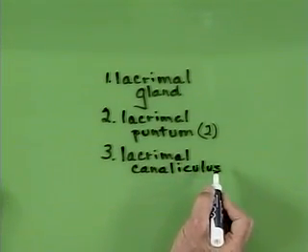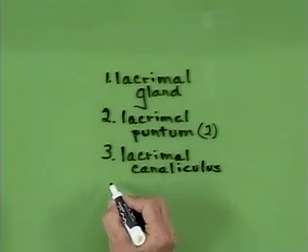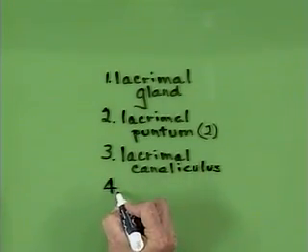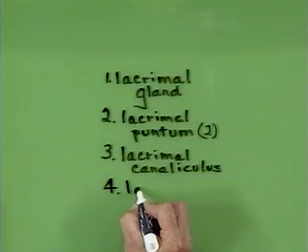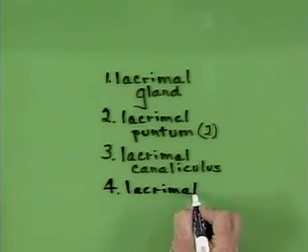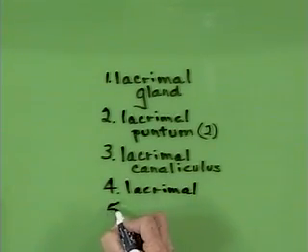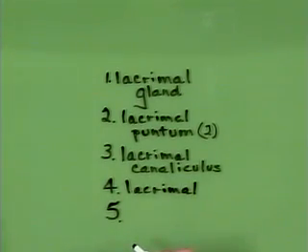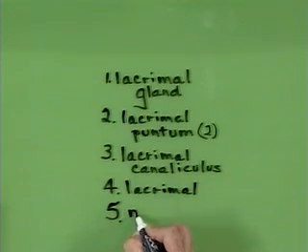A superior one and an inferior one. Both of those empty into a central collecting area called the lacrimal sac, and it's very, very tiny. And finally, the fifth and last part of this lacrimal apparatus is the nasolacrimal duct.